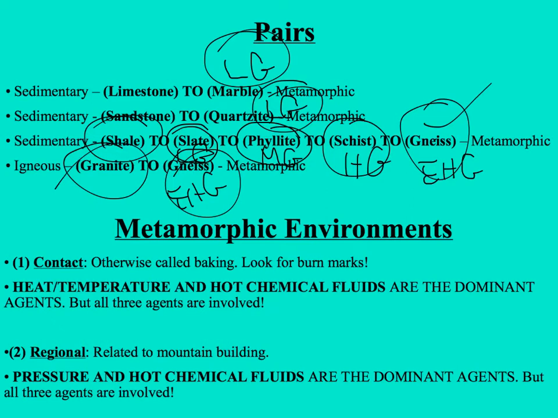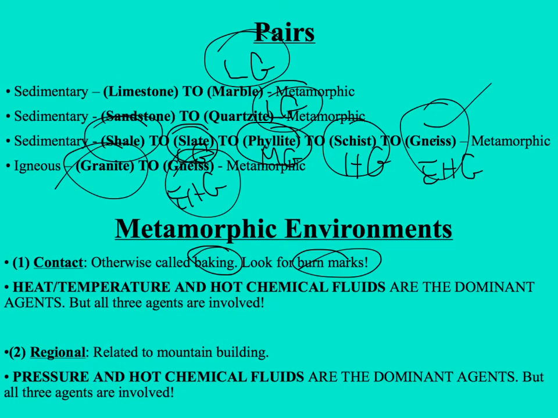There are two different types of environments that you can have for metamorphism. You can have contact metamorphism, which we talked about in Unit 2. Contact metamorphism is the type of metamorphism we call baking or burn marks. You need all three. You need heat, pressure, and hot chemical fluids, but clearly heat is the most important factor because the rocks are being baked. Typically they get baked by like really hot lava or really hot magma or like friction due to a meteorite impact.